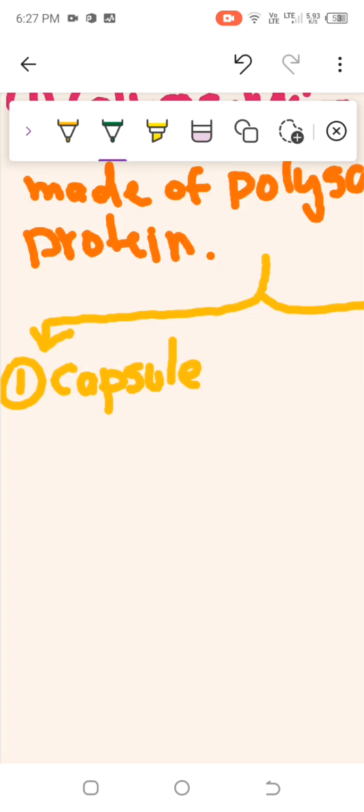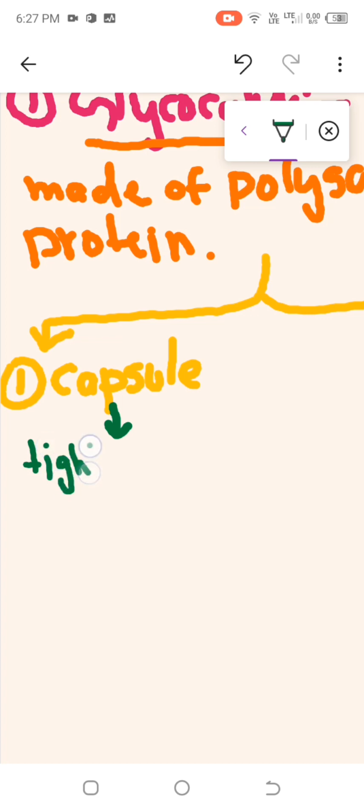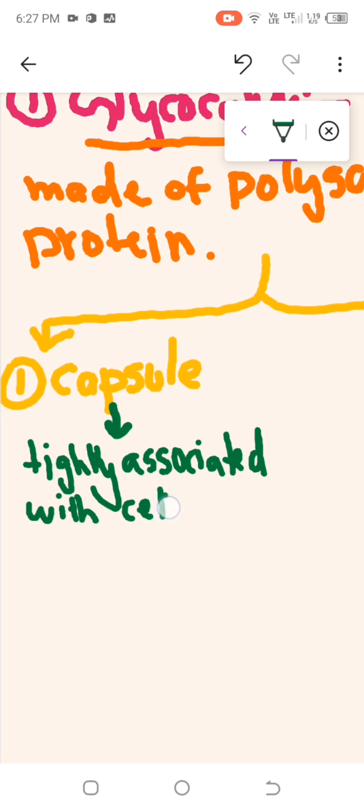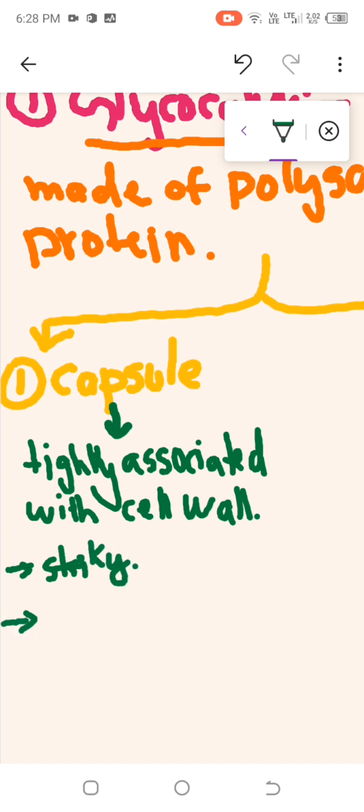The capsule is tightly associated with the cell wall. It has a sticky and gummy nature, very sticky. Now this capsule is hydrophilic in nature, hydro meaning water loving.